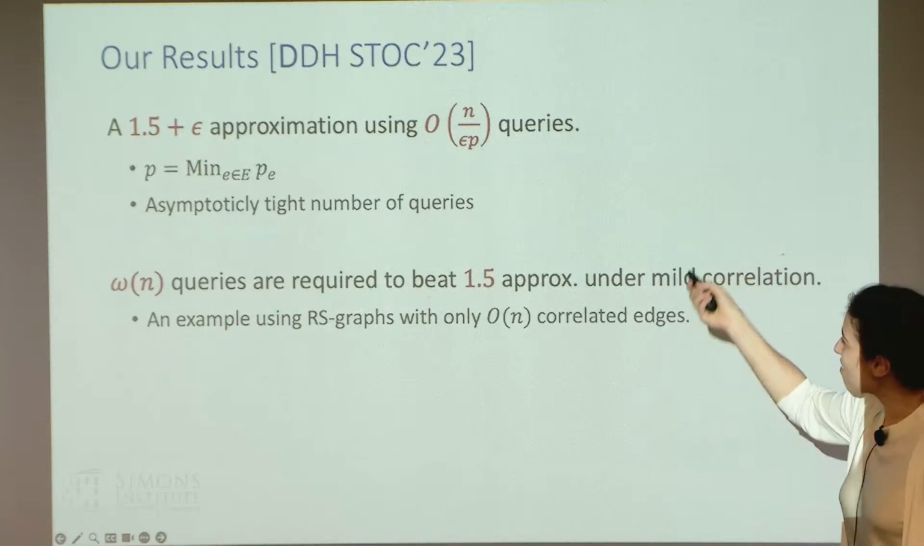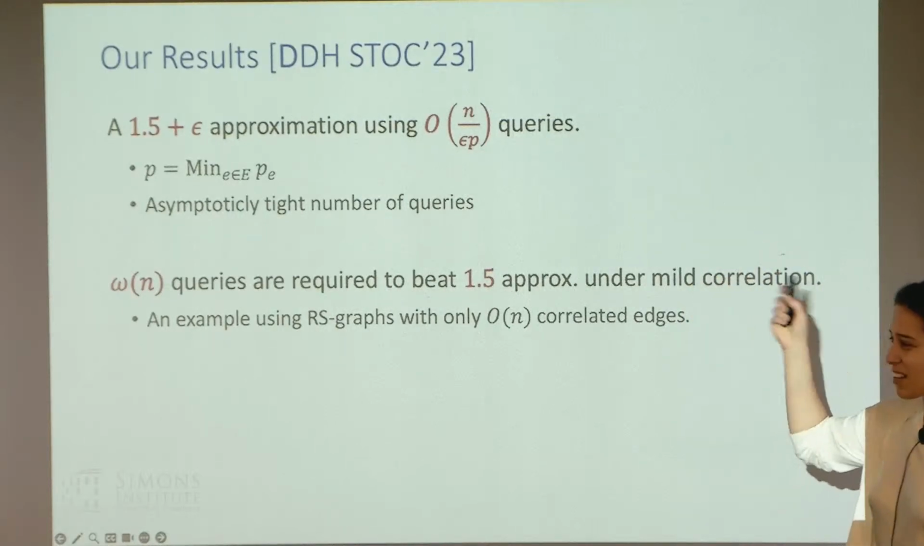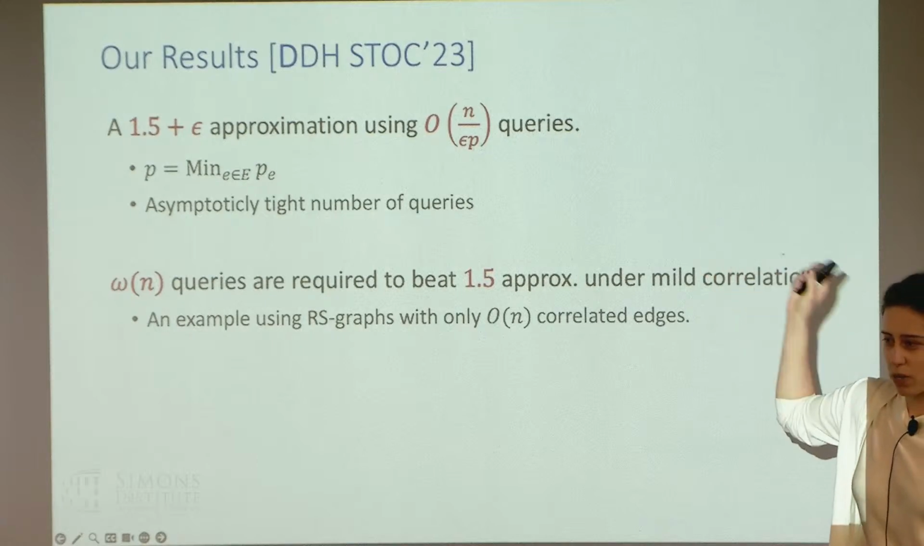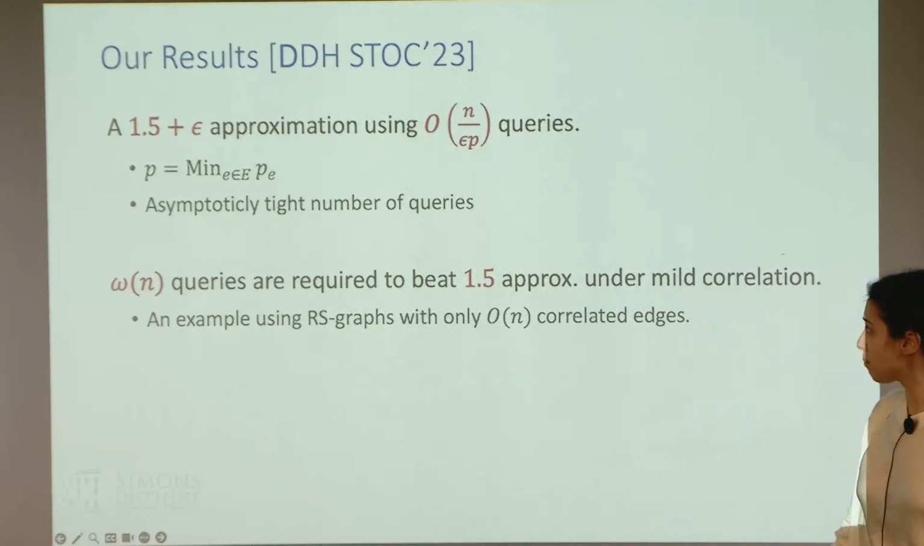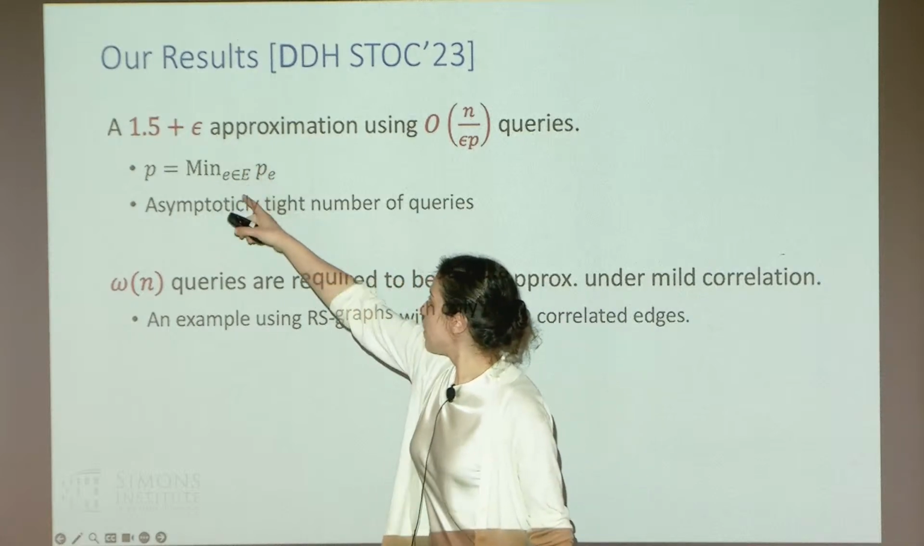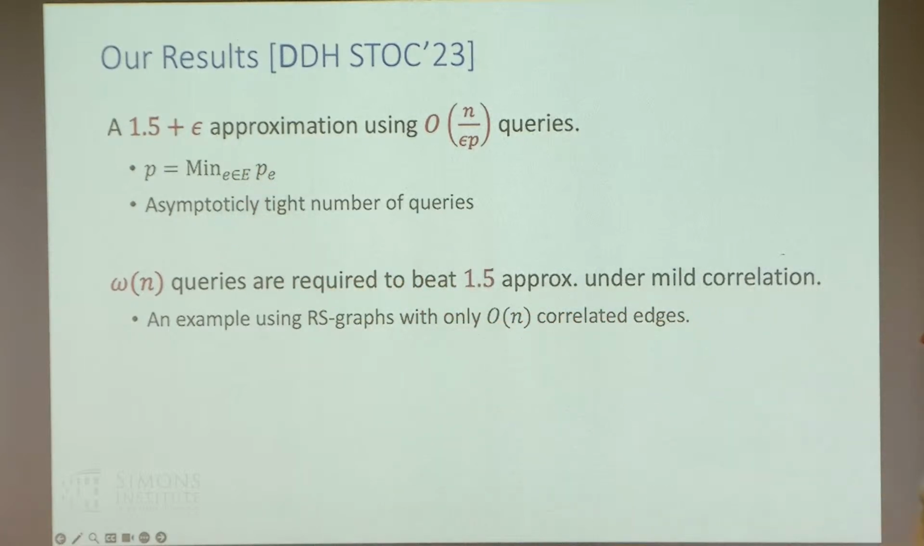The results we have in this work are, first, an almost 1.5 approximation using an optimal number of queries. By optimal, I mean you need that many queries to achieve any constant approximation. And here again, p is the minimum probability of existence over all the edges in the base graph.